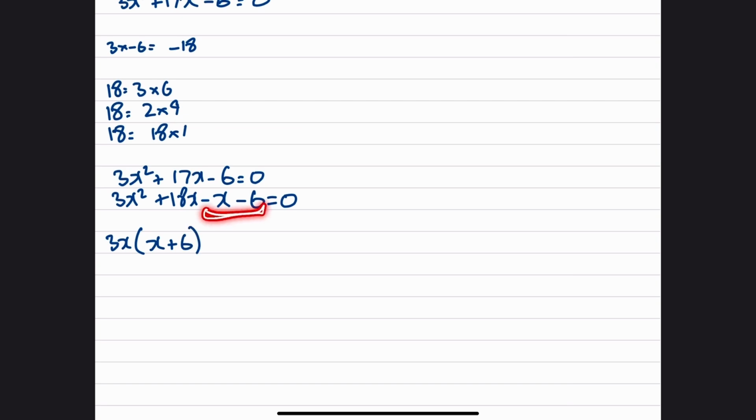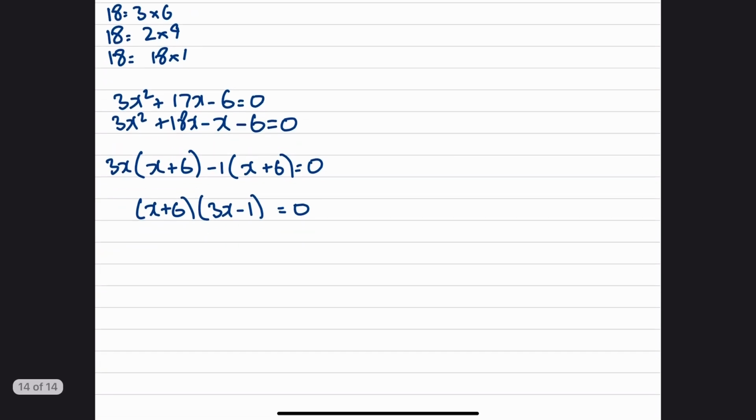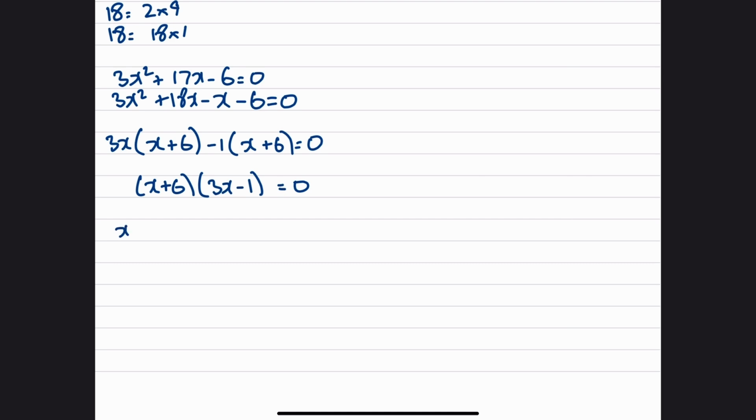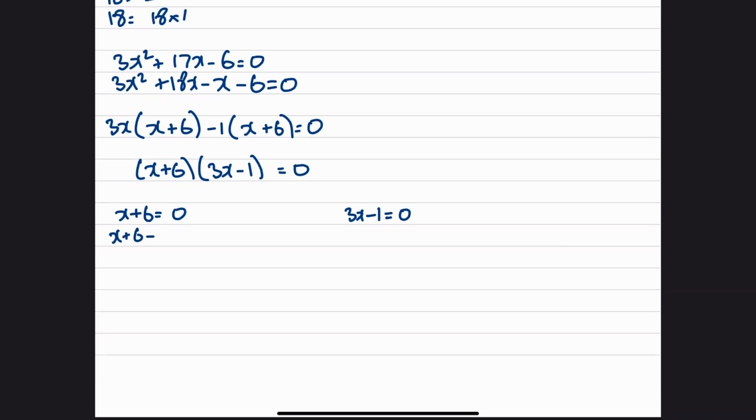And from these two I need to factor out minus 1. And inside the bracket I'll be left with x plus 6. Now I can further factorize x plus 6 out, and I'll be left with 3x minus 1. Now that I have my quadratic as a product of two linear factors, I can equate each of these to 0 separately. So x plus 6 equals 0 and 3x minus 1 equals 0. For the first one, just subtract 6 from both sides and we'll have isolated our x. So we're left with x equals minus 6.